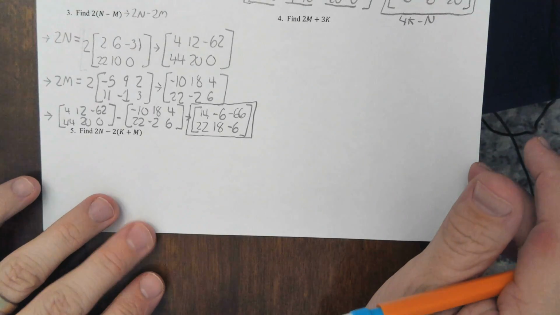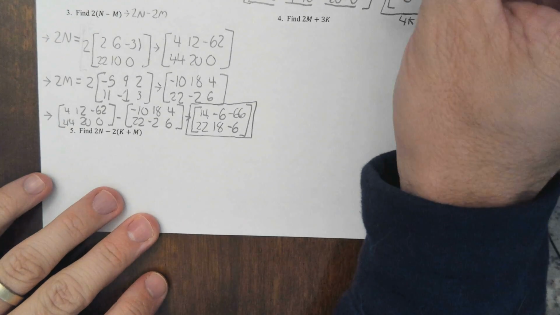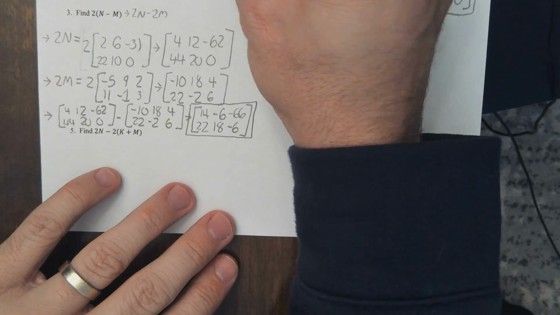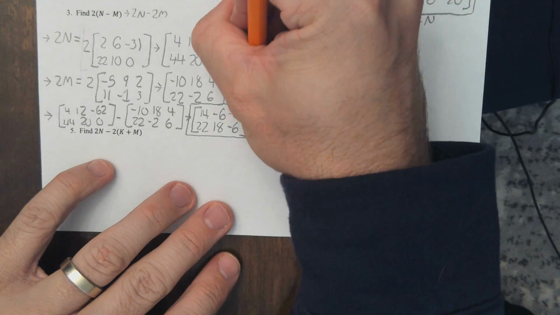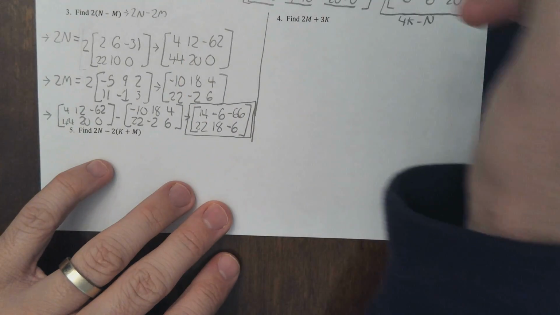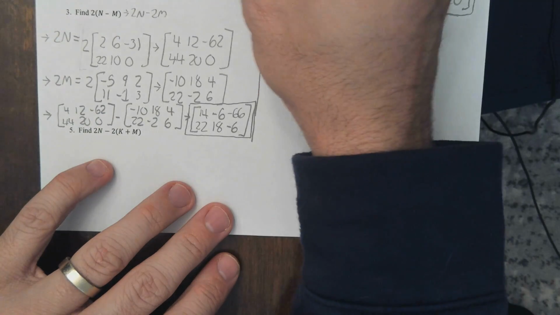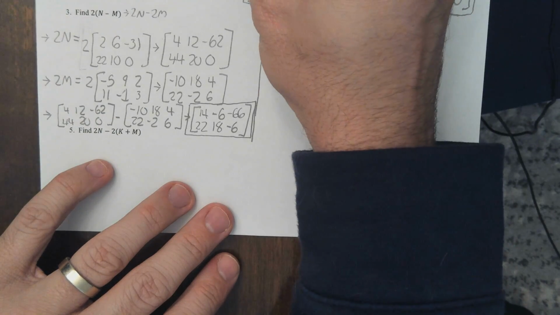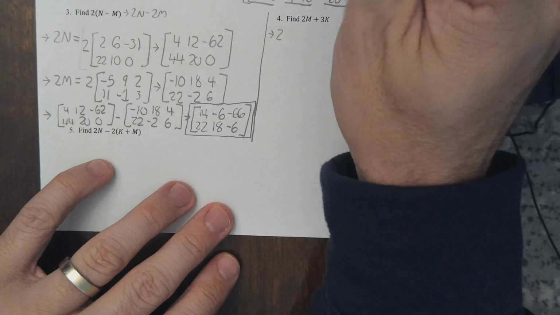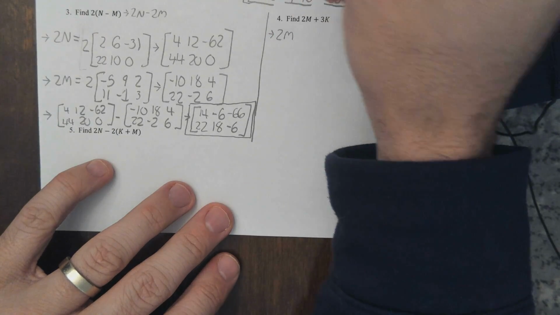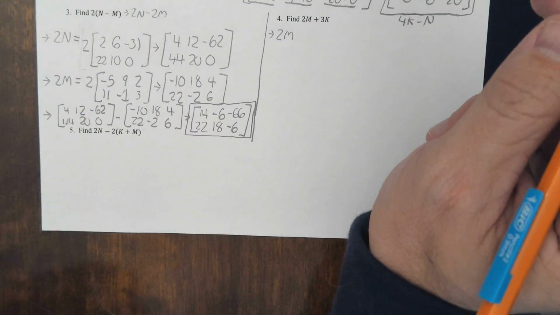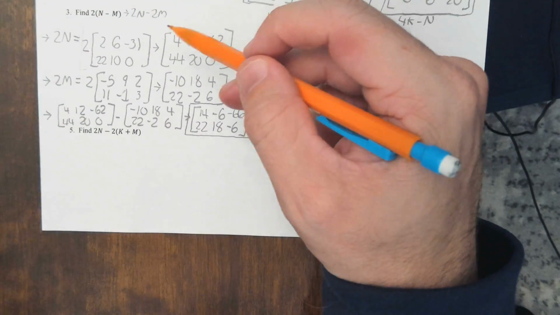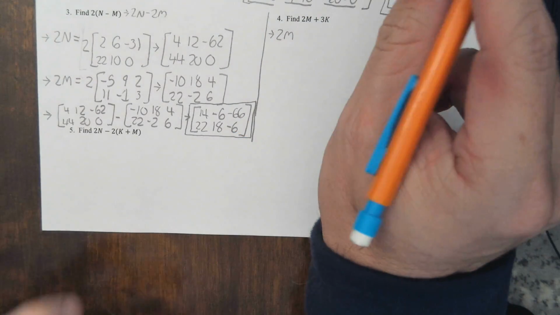All right, 2 more, and then we're done. So 2m plus 3k, same thing again like we did in the last problem. First off, let's look at 2m. Again, M and K are the same dimensions. They're both 2 by 3s. You always need to check that before you get going, because you don't want to do all this work and then have it not work at the end.